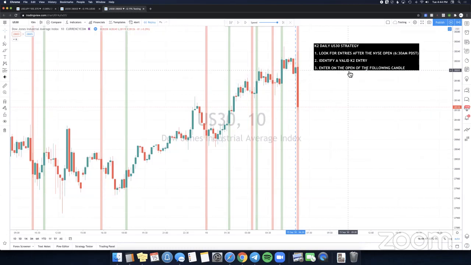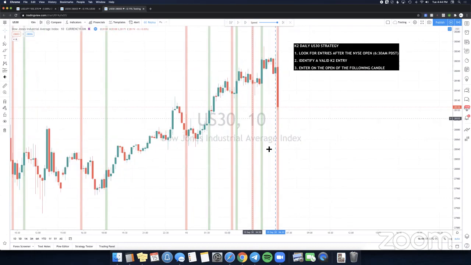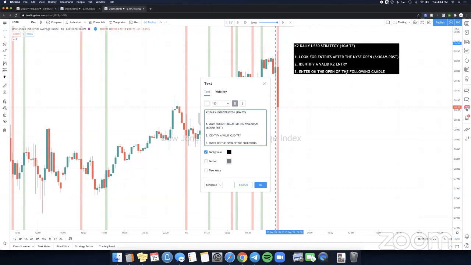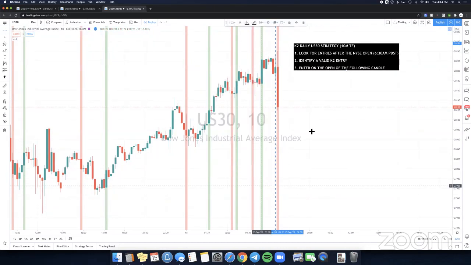Camo said, what time frame? This is the 10-minute, Camo. So you can see right here it's a 10. And I'll put this right here. So yeah, the daily strategy is used on the 10-minute.